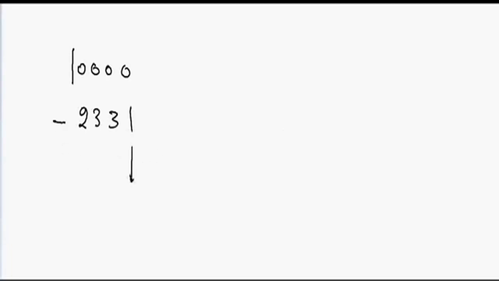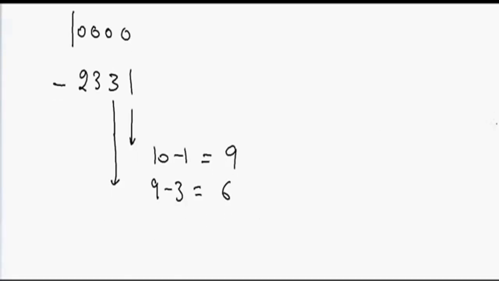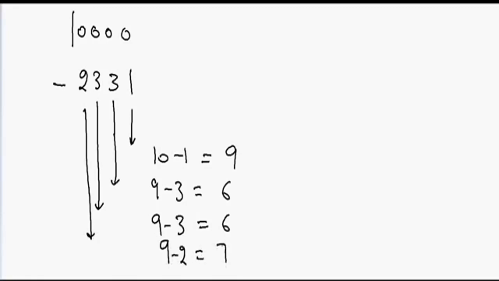In that case, first I take the 1. So 10 minus 1 is equal to 9, and I take the 3. So 9 minus 3 is equal to 6. Then I'll take the next 3. So 9 minus 3 is equal to 6, and then I'll take the 2. So 9 minus 2 is equal to 7. So the answer will be equal to 7669. We can do the same thing for much larger numbers, but here is the approach.